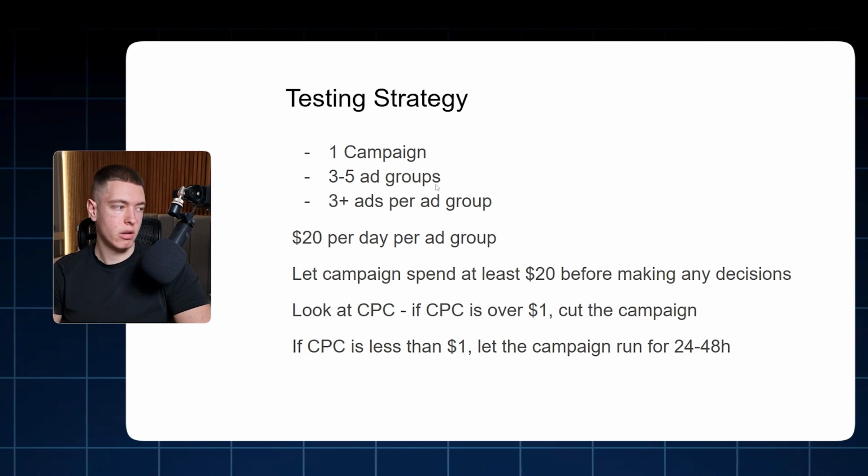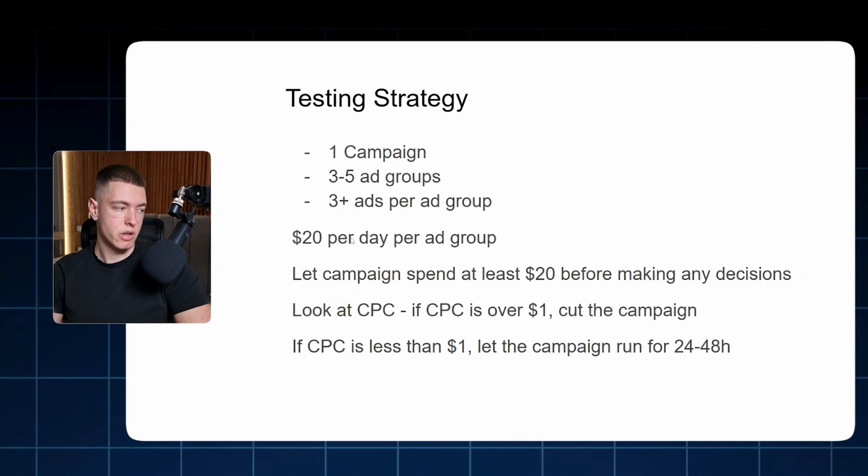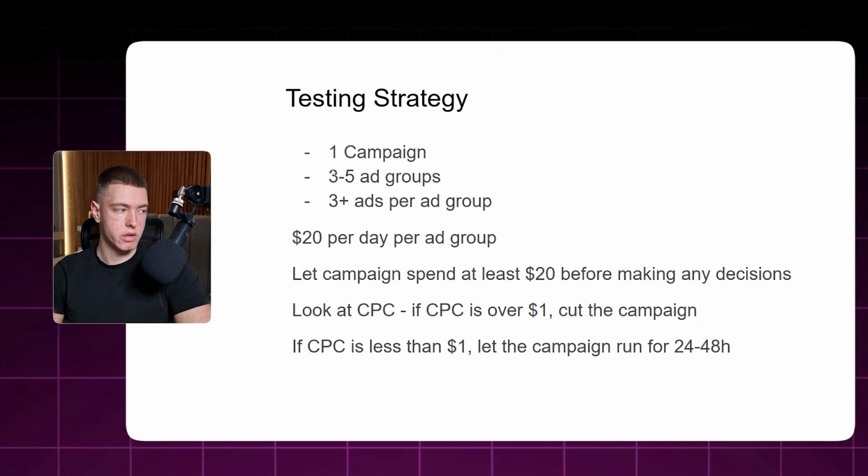You're going to have one ad group inside of it. So you just want to duplicate that ad group 2 to 4 times. So your ads are going to spend at most anywhere from $60 to $100 a day. And from there, you're just going to be analyzing the performance of the ads once they start running. So once again, we're doing one campaign, anywhere from 3 to 5 ad groups, and then 3 or more ads per ad group. And our budget is going to be $20 per day per ad group. So again, 3 to 5 ad groups, $20 a day each, anywhere from $60 to $100 per day.